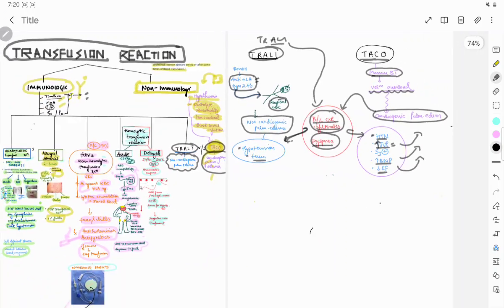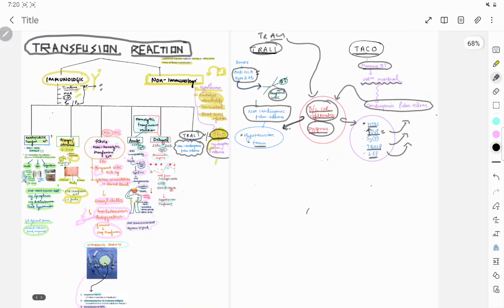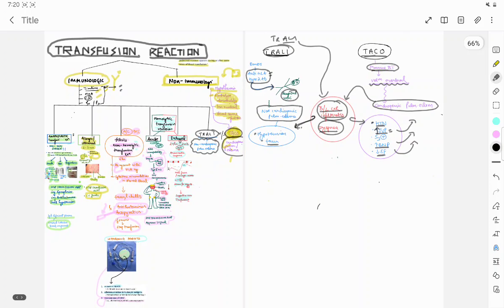So we are trying to understand this together, that TRALI and TACO may be confused because of dyspnea presentation in a patient receiving blood transfusion, but increased JVP and decreased ejection fraction will classically point the diagnosis to TACO, whereas a hypotensive patient with fever, chest x-ray infiltrates and dyspnea will tell you that the patient is of TRALI.